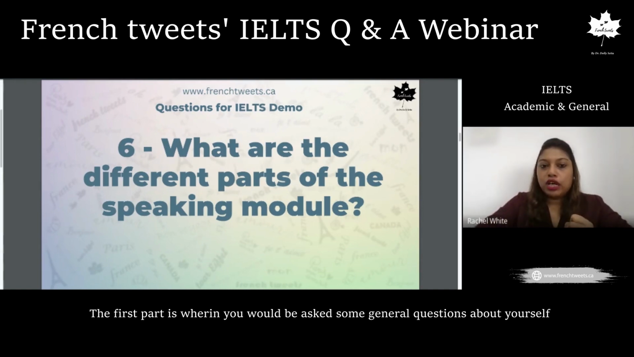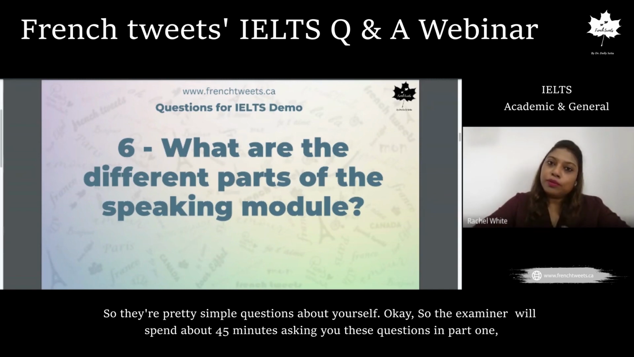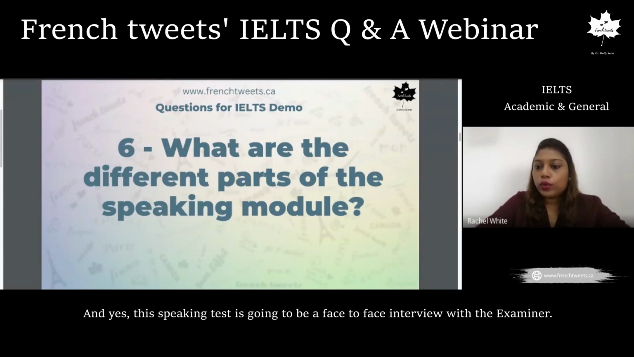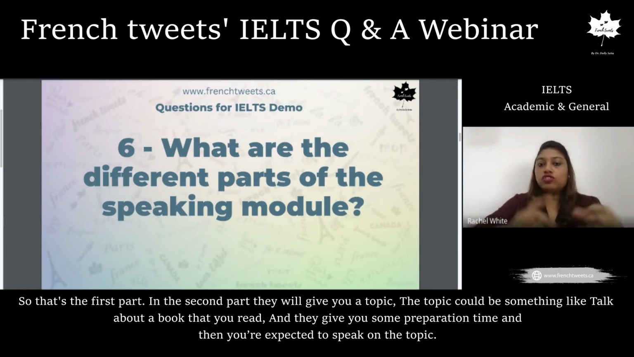The first part is wherein you'll be asked some general questions about yourself. Like the topics could be related to family, friends, your hobbies, your hometown, or even something as simple as what colors do you like, what kind of music do you like. So they're pretty simple questions about yourself. The examiner would spend about 4 to 5 minutes asking you these questions in part one. And yes, the speaking test is going to be a face-to-face interview with the examiner, whether you're attempting the computer-based or the paper-based test. So that's the first part.